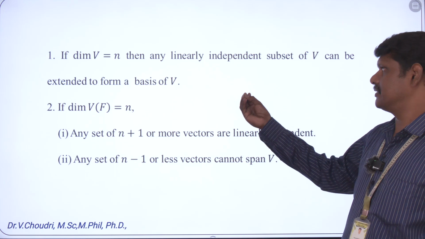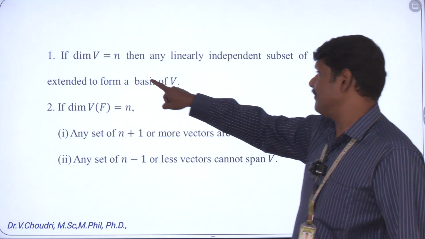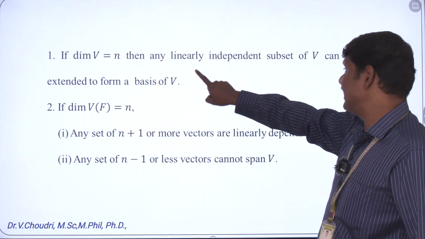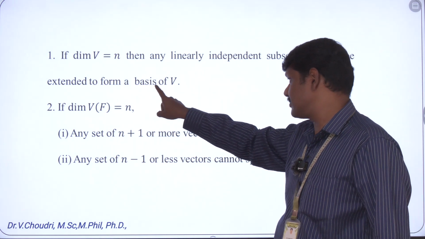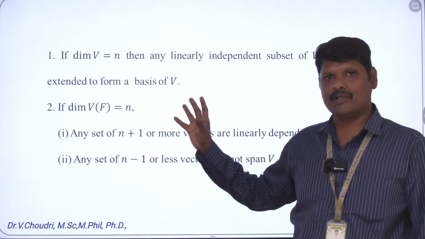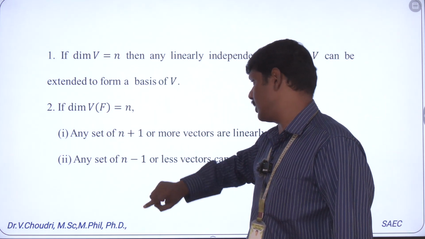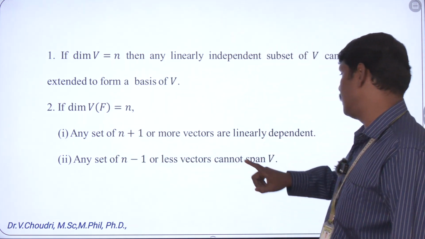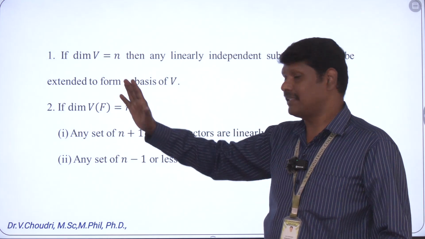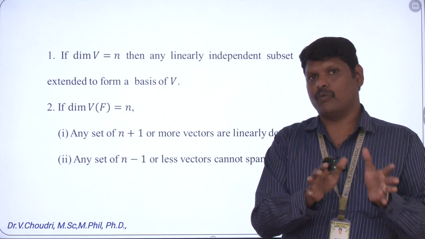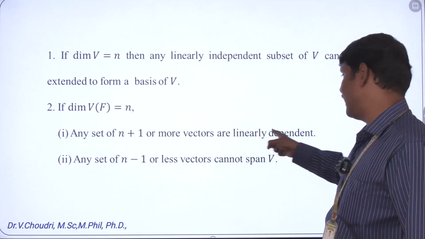See, these are the hint points that will also be useful for your examination. If dimension V equals n, then any linearly independent subset of V can be extended to form a basis of V, that is, a finite number of elements in the basis. If the dimension of the vector space equals n, then any set of n plus 1 or more vectors is linearly dependent. Suppose the set has n vectors only; if we add any one vector, then the vectors should become linearly dependent.